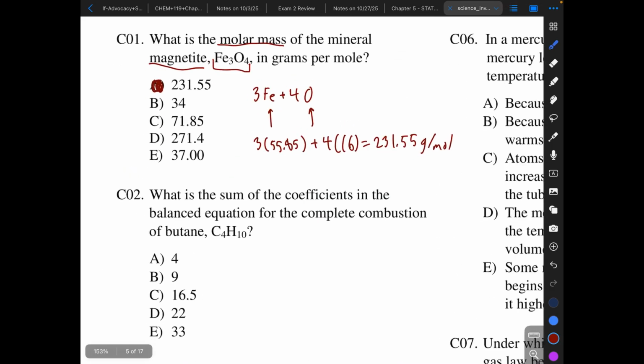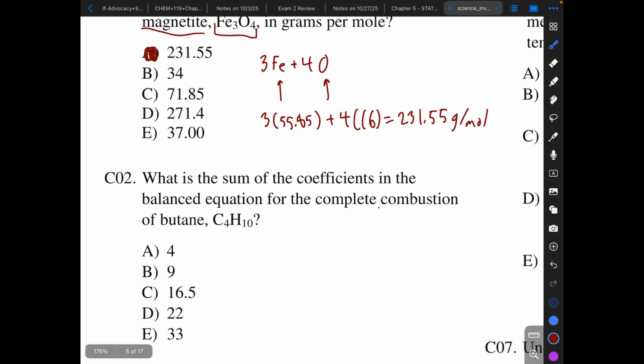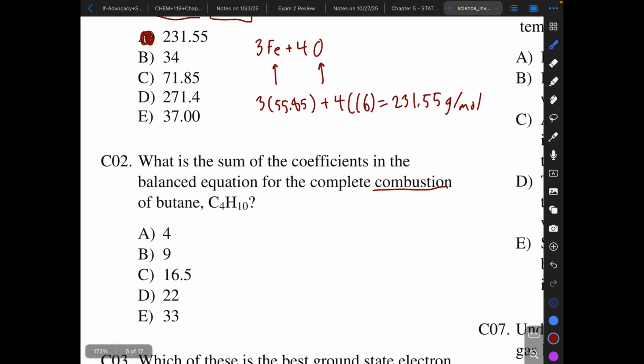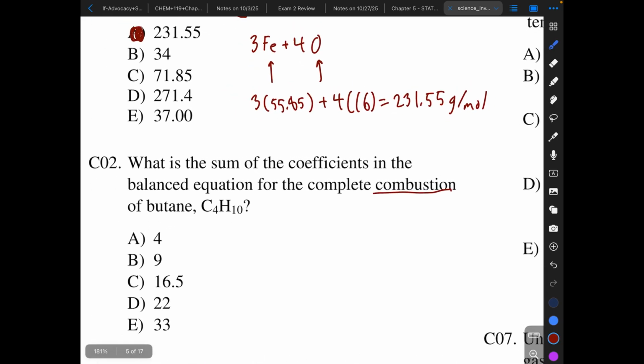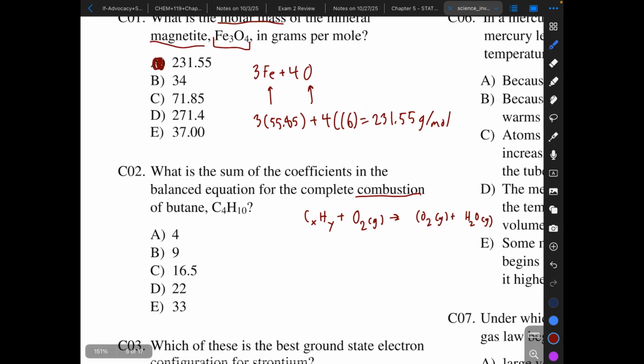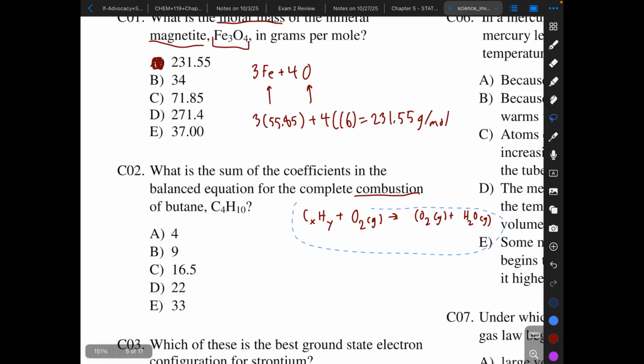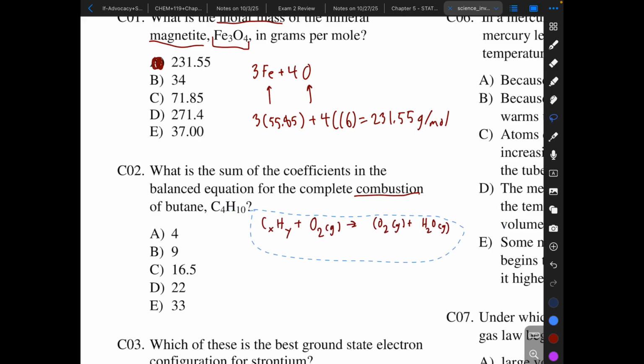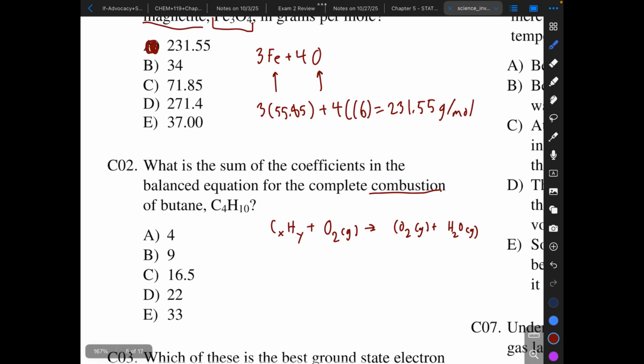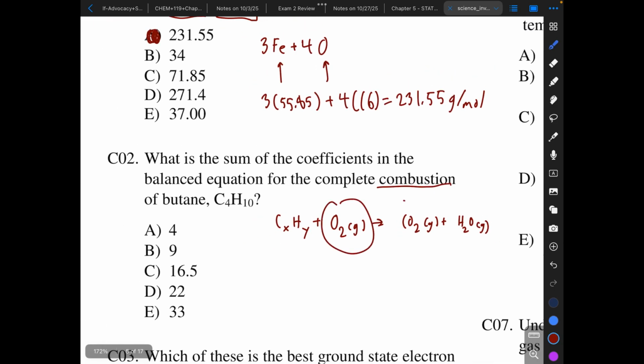For number 2, we're asked to perform a combustion reaction of butane. So before we even get started, what is a combustion reaction? Combustion is basically the reaction where a hydrocarbon compound is mixed with oxygen gas to create carbon dioxide gas and water vapor. So knowing this default structure of combustion is what will help you solve the answer. Your oxygen will be the reactant, and the end products are carbon dioxide and water.